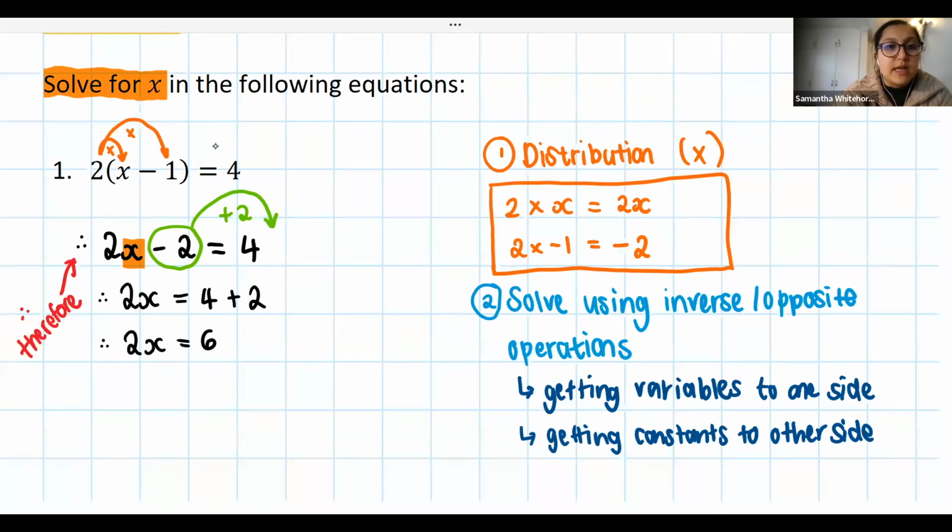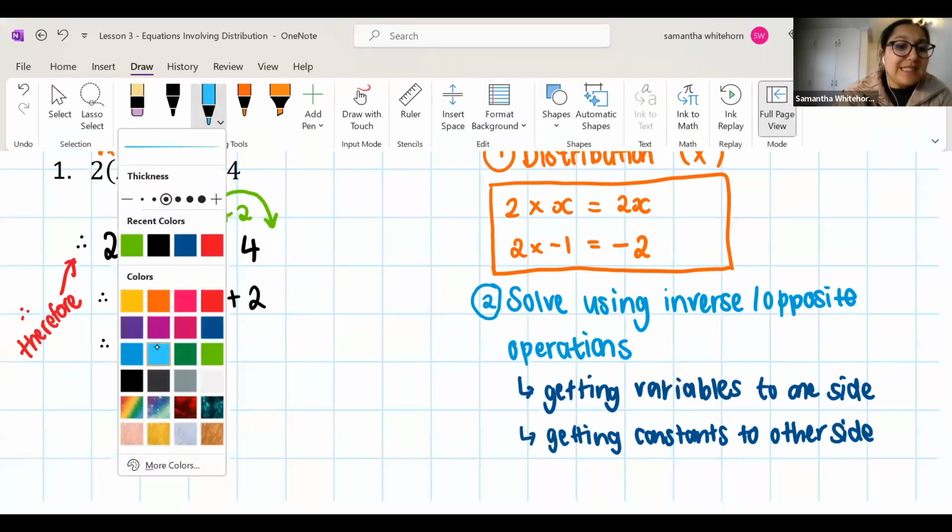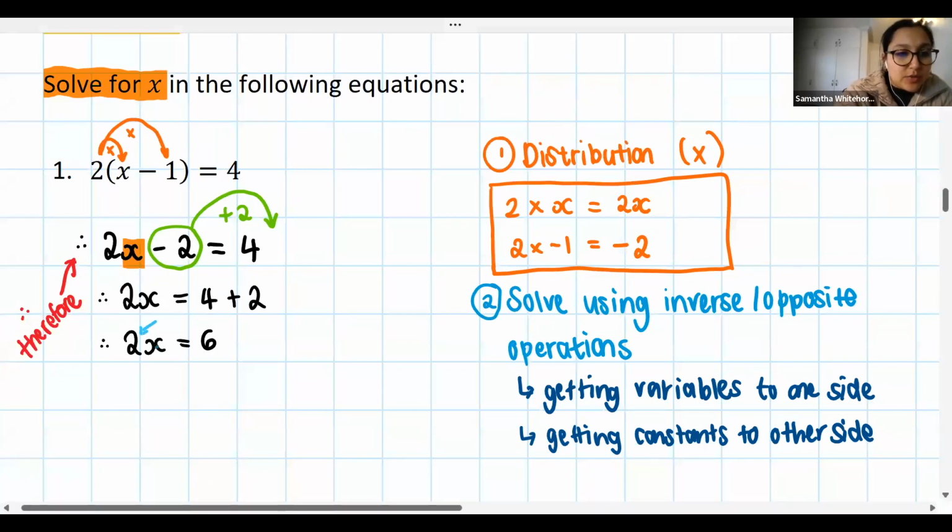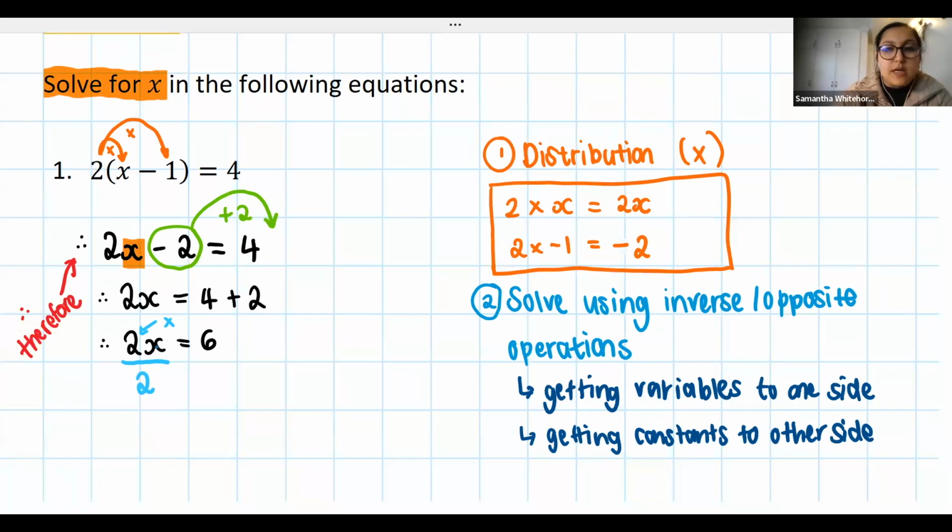Now, grade 8s again, what you need to remember is that between the 2 and the x, there is a multiplication. So if I want to get rid of that 2, I have to use the inverse operation. And so what I need to do is divide both sides by 2.